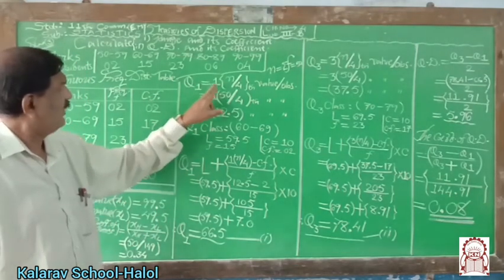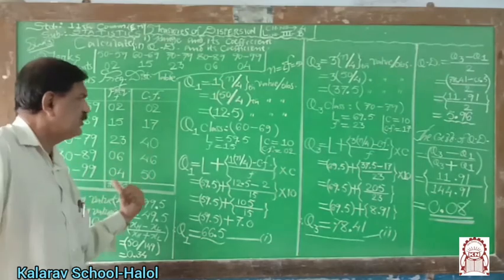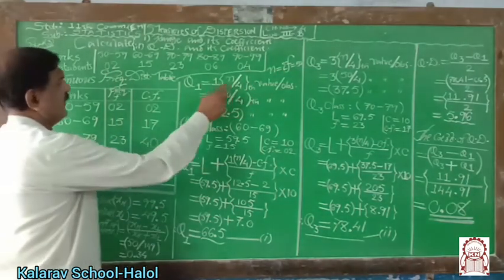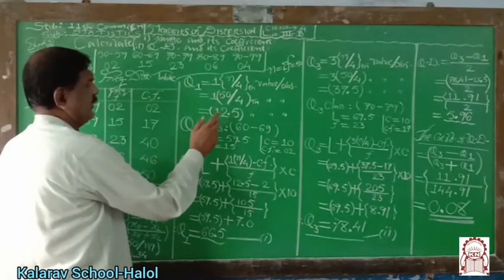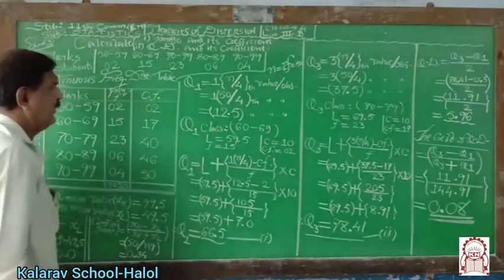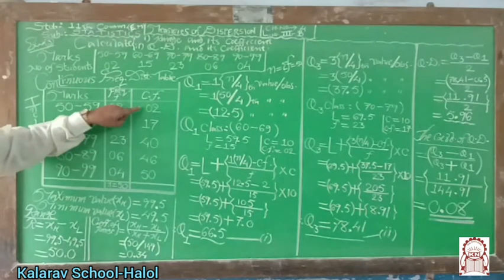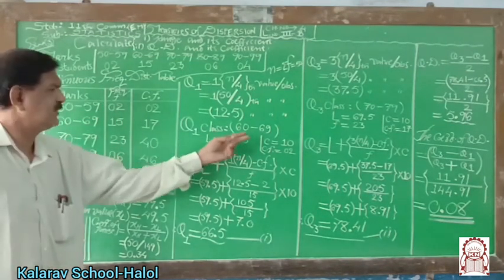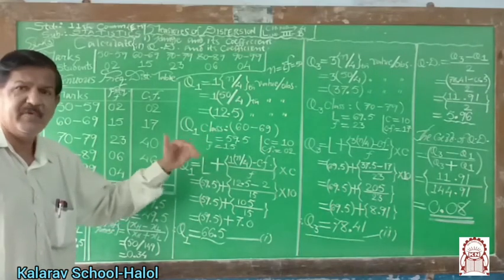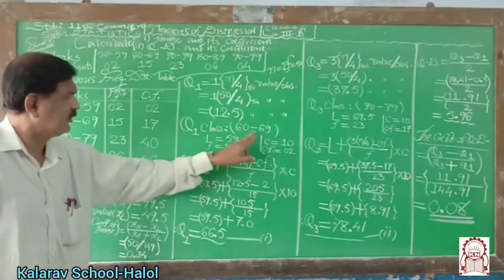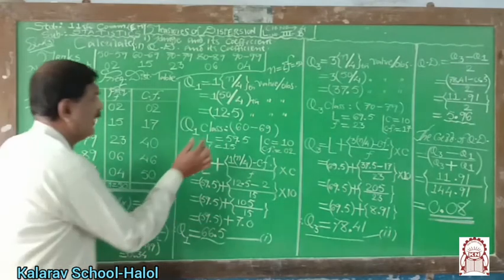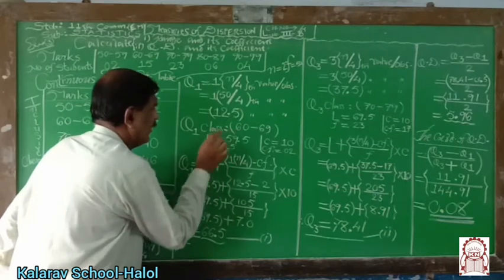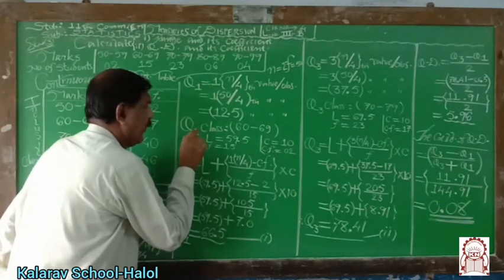Q1 means 1 into n upon 4. N means 50, the frequency total. 50 divided by 4 is 12.5, into 1, 12.5. Now 12.5 lies in this cumulative frequency, therefore Q1 lies in the class 60 to 69. This class is known as the Q1 class. Now this is the lower limit, and we subtract 0.5 from this value.